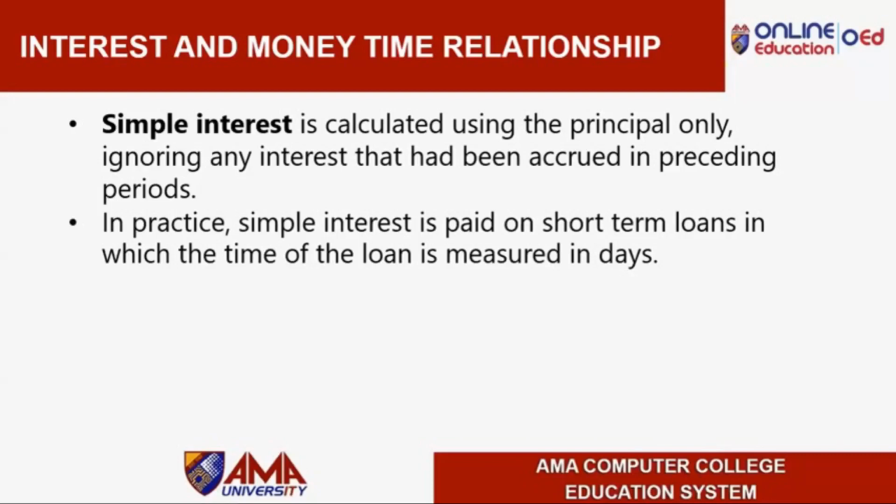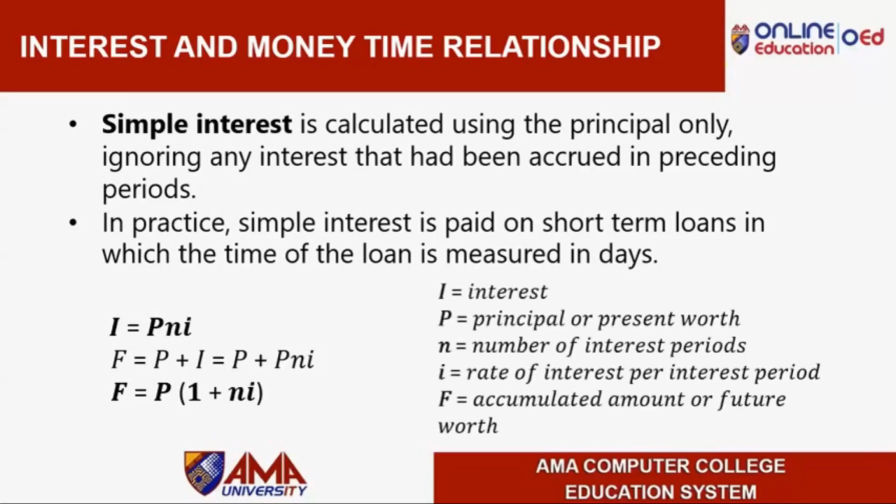The formula is I equals P times N times i, wherein I is your interest, P is your principal or present worth, N is the number of interest periods, and i is the rate of interest per interest period. And of course, F is the accumulated amount or the future worth. So again, the formula for I is P multiplied by N multiplied by i.